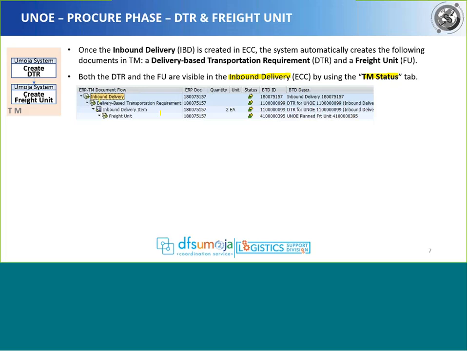So for example, for this particular inbound delivery, we can see that we have DTR, that is this document starting with 11, and then we also have the freight unit, the document starting with 41. So these two documents are also visible from ECC, and they are also visible in TM. So there is an integration between ECC and TM.